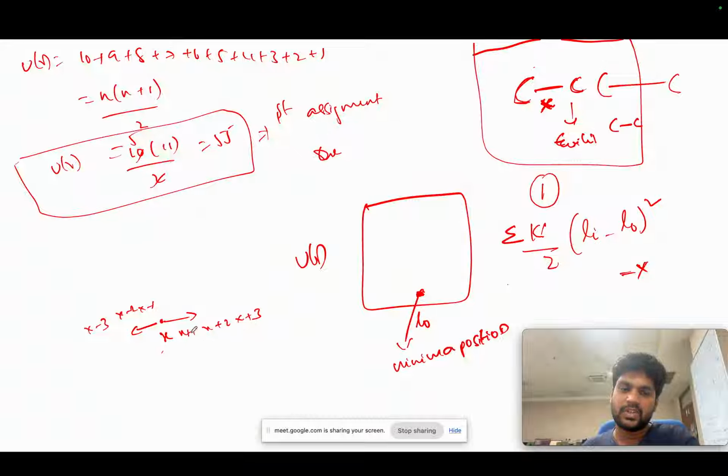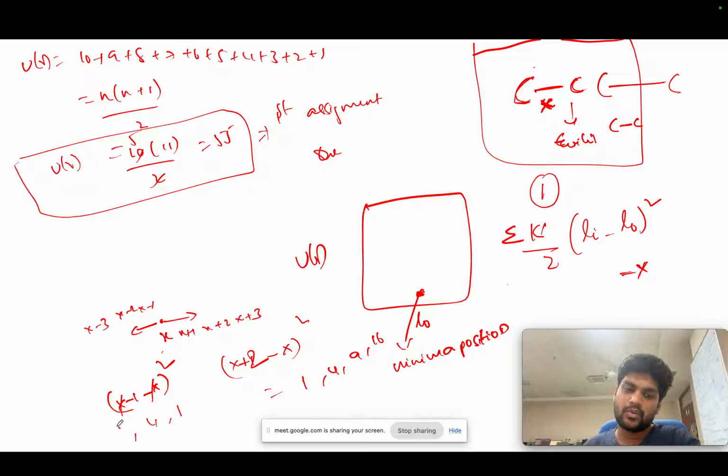Okay, say suppose if I take X plus 1, so X plus 1 minus X whole square, it will be 1. You got the point, right? What I'm going to say here? Yes, sir. Understood. Yeah, so now if I take X plus 2, it will be 4, then 9, then it will go like 16. Yes, sir. And this side also, if I take X minus 1 minus X whole square, it will be again 1, 4, 9, 16. Yes, sir.